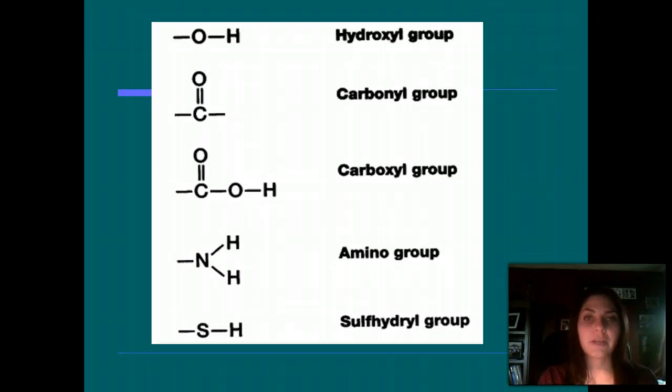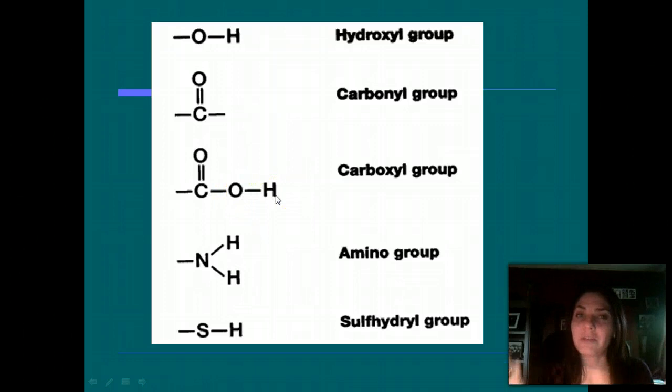So as you can see up here, we have our hydroxyl group, the OH. We have a carbonyl group. This is a C, or a carbon double bonded to an oxygen. We have a carboxyl group, which is COOH. So here you see a C, O, O, and H.